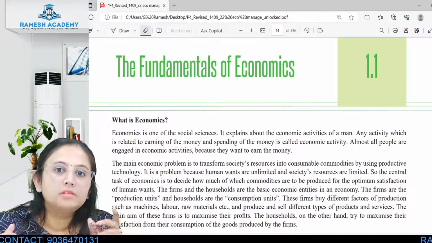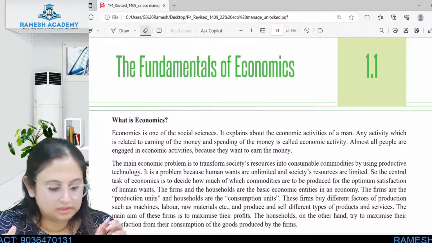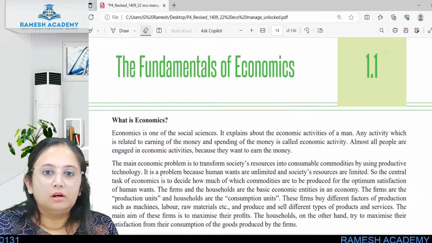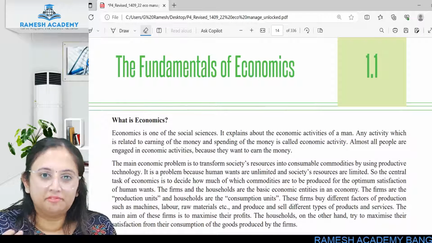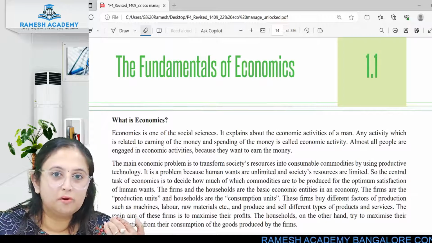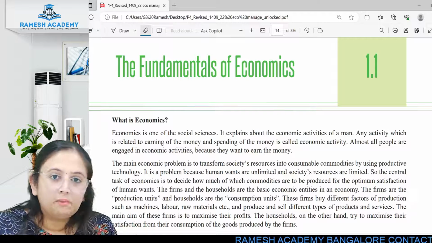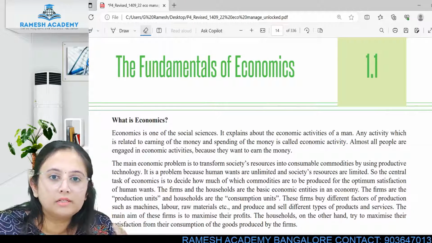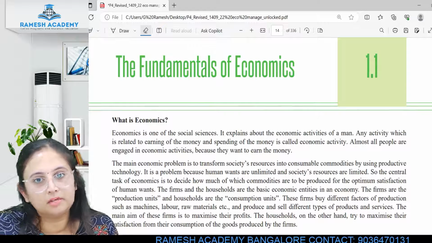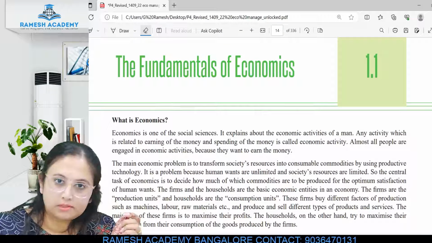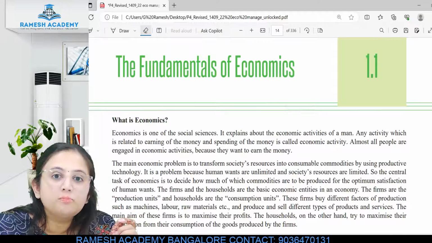The first module or first chapter is called basic concepts. Here we will be learning what is economics, what are the definitions, central economic problems, then theory of production, theory of cost, demand, supply. All these fundamentals we will be learning in your first module, that is basic concepts. Coming to the second module or second chapter, it is forms of market.